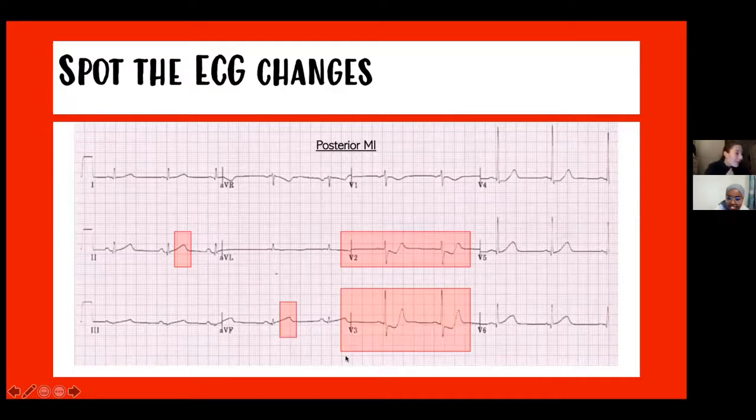Fab, so you got it. Someone said posterior, yeah. So you've got your ST depression in V2 and V3, and then there's these T waves here.